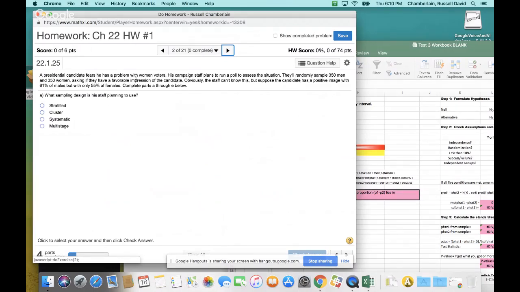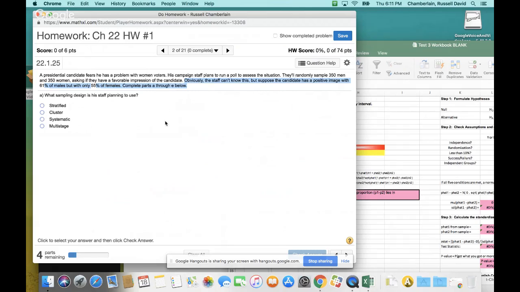So let's see. We think that this campaign person has a problem with women voters. Campaign staff runs a poll to assess. They'll sample 350 men and 350 women, and they'll ask if they have a favorable impression. I wonder who this problem is talking about. Obviously, the staff can't know this, but suppose the candidate has a positive image with 61% of males, but only 55% of females. Complete parts A through E below.